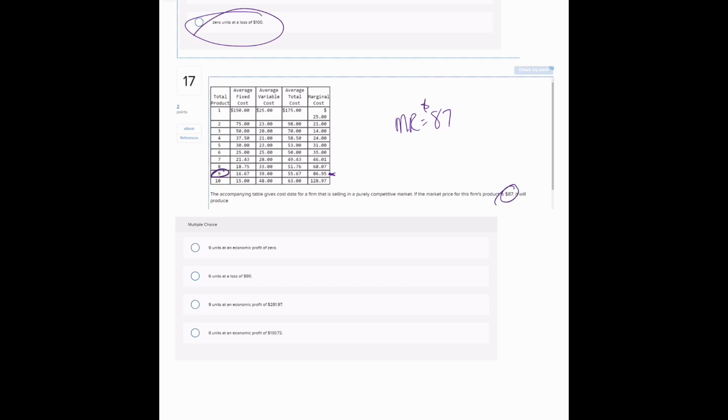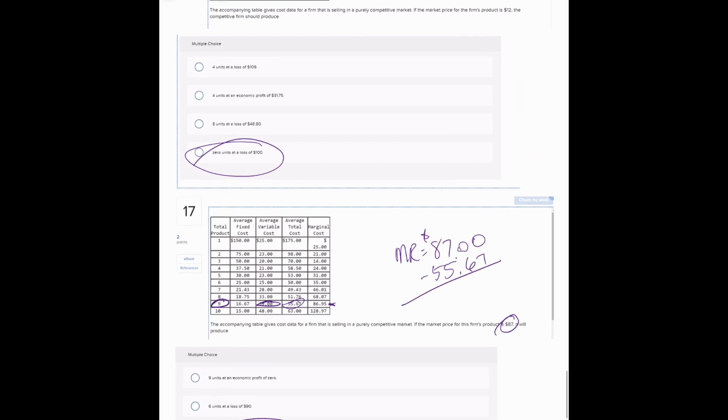We want to make sure that our average variable costs are covered, which they are, 87 minus 39. And so we're going to produce 9 units, and we can subtract the average total cost from that $87 to get, let me write this correctly, 55.67. And so we're going to produce 9 units at an economic profit of $281.97, because you're multiplying the per unit profit times those 9 units. So that's how you get that one.